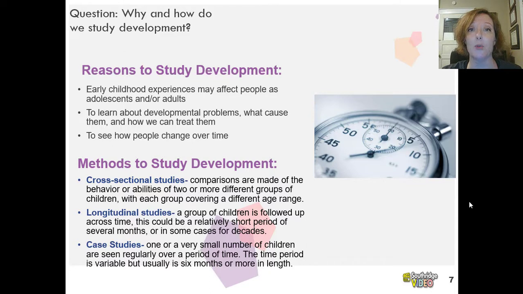And finally, we use case studies. This is one or a very small number of children, and they're seen regularly over a period of time. The time period is variable, but it's usually 6 months or more in length, and usually what we're looking for is situations that are out of the ordinary. The problem with case studies is that they are not generalizable to the population, but in these cases, usually that doesn't matter because we're trying to gain information about these extreme cases.